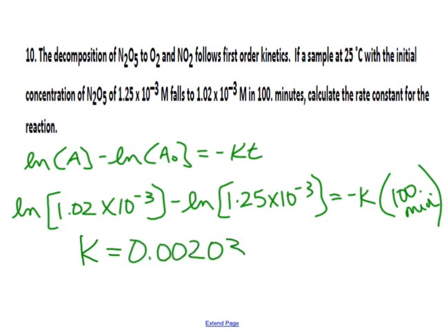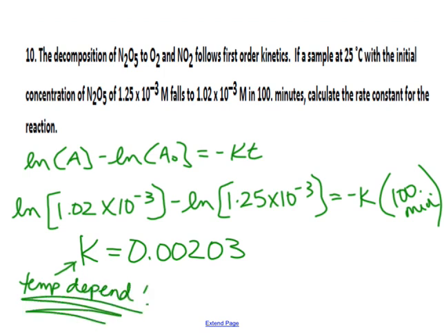Good. What does that 25 degrees mean? What is that? Any idea? My K is temperature dependent. So what that means is this K is only good at 25. If I have 28 degrees, I'd have to have a new K. Because what happens when you heat up a reaction, as you learned in the lab? You speed them up, so that constant is going to increase with increasing temperature.